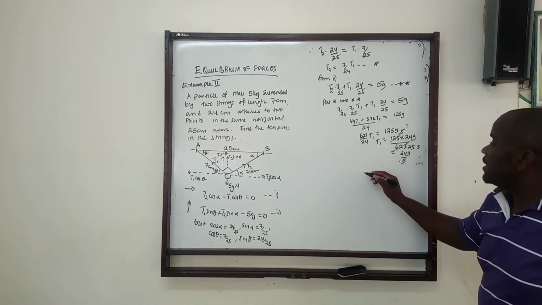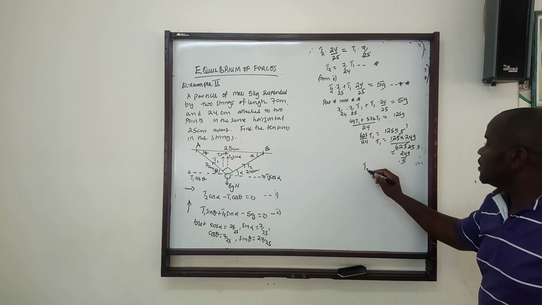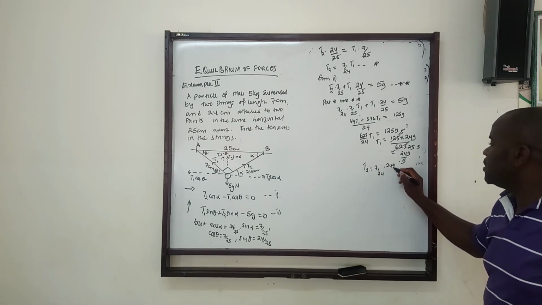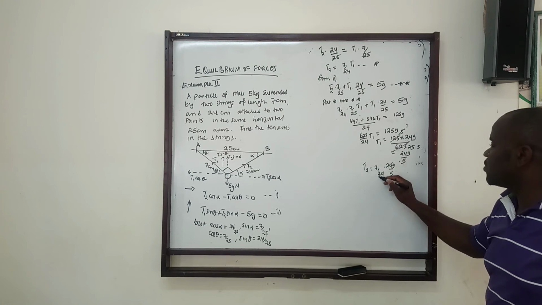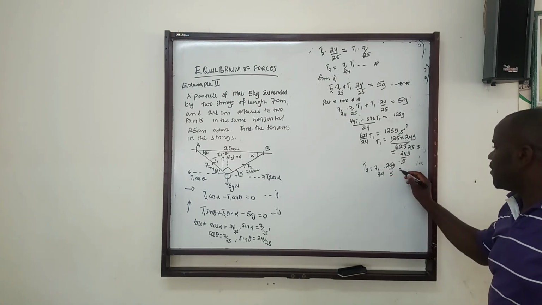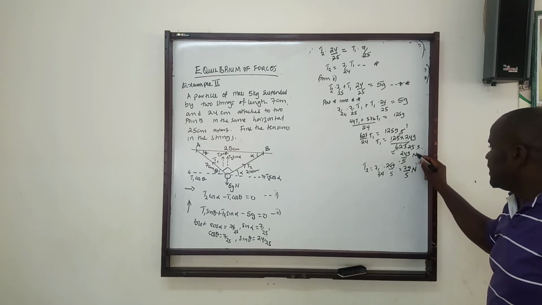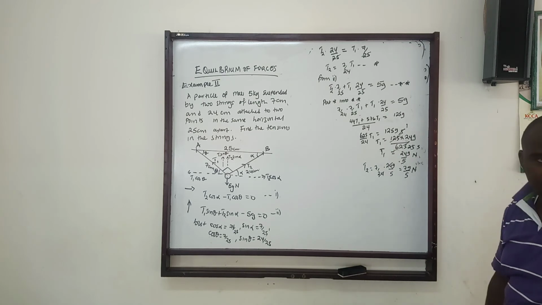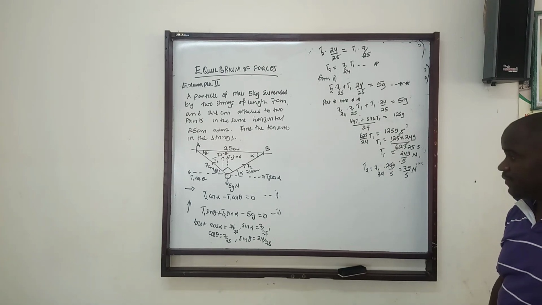Having found T1, we can get T2. T2 shall be 7 out of 24 times 24g out of 5. I can lose the 24 by division. Then my final answer is 7g out of 5 newtons as my T2, and this one as my T1. So with that, you are using the method of resolving.